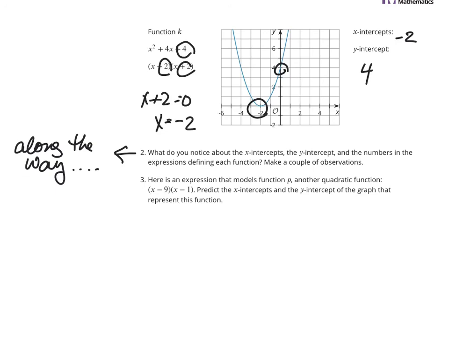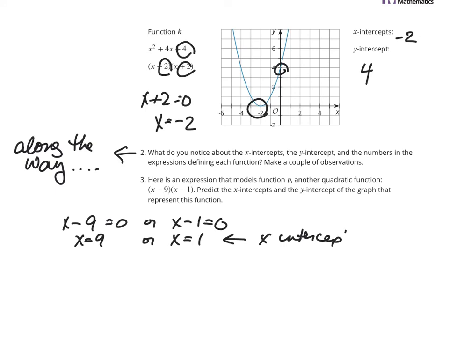Predict the x-intercepts and the y-intercept on the graph that represent this function. So I can say x minus 9 equals 0, or x minus 1 equals 0. So x equals 9, x equals 1. So those are my x-intercepts. Now the y-intercept, I just want the constant. So if I take the last terms of the binomials and multiply them together, I get a positive 9, which is also going to be my y-intercept.